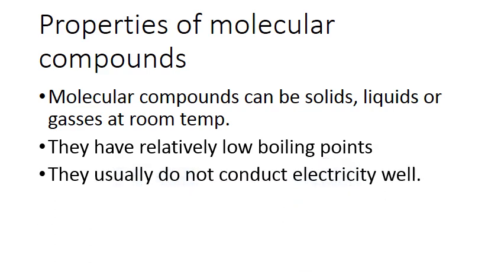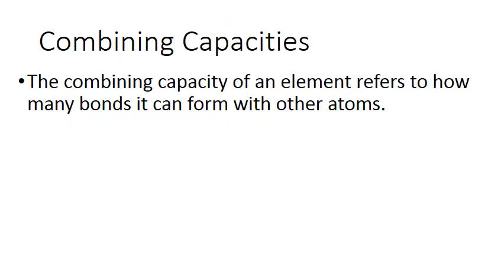And they usually do not conduct electricity well. So things like rubber or plastic that goes around wires, those insulate us from the wires, right? If you touch a wire that's got a rubber or plastic coating on it, you don't get electrocuted, and that's because that plastic is a molecular compound that does not conduct electricity well.